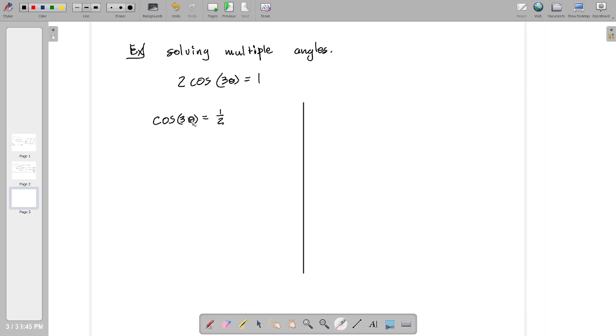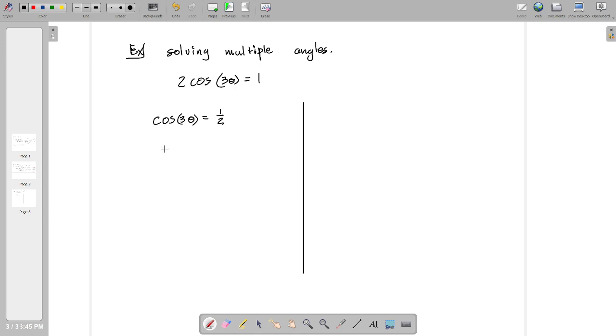Now what I want you to realize is that 3 times an angle is still an angle. It's just a bigger angle. So 3 theta is still just an angle. And whatever that angle is, it's going to make cosine equal to 1/2. So we think about, well, when is cosine equal to 1/2? Well, cosine is equal to 1/2 at pi over 3 and at negative pi over 3.